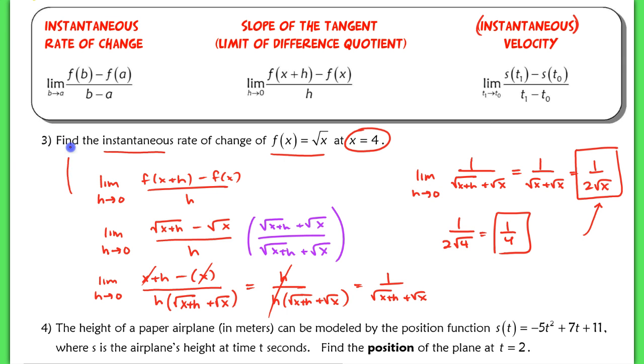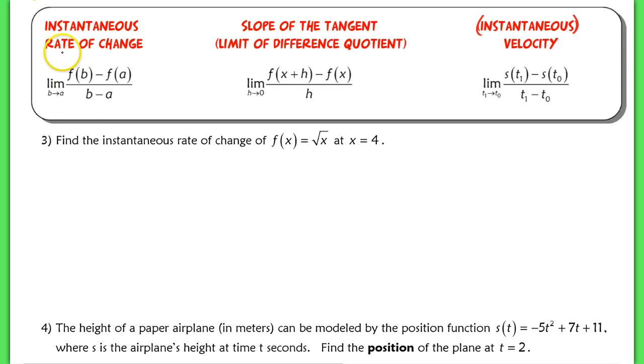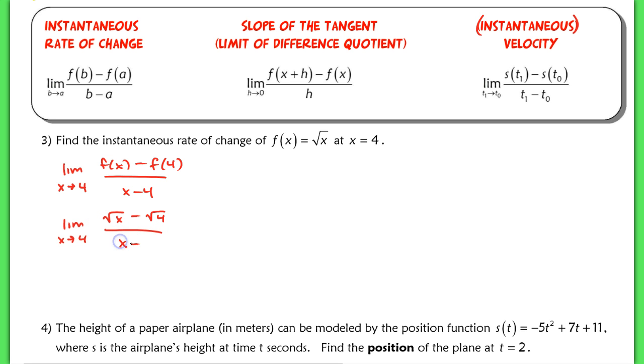So instead, I'm going to use this notation here to find the instantaneous rate of change. All right, so if I want to find the instantaneous rate of change, I can use this alternate form. I can find the limit as x approaches 4 of f of x minus f of 4 over x minus 4. So just by substitution here, I'll have the limit as x approaches 4 of the square root of x minus the square root of 4 over x minus 4.